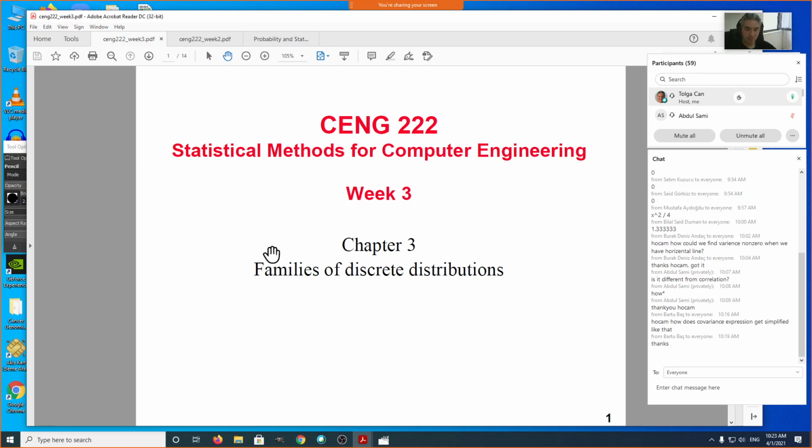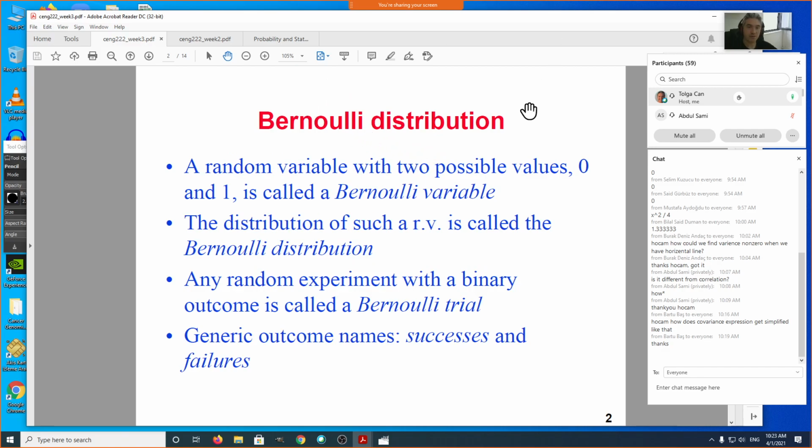So we are going to see the Bernoulli distribution, binomial distribution, geometric distribution, negative binomial, and Poisson. These are the families of distributions, and their names may be intimidating at first. Oh, binomial, negative binomial, but they're really simple things. We are going to see how simple they are, and we are going to talk about the expected values of these distributions and the variances of these distributions, as we have learned before.